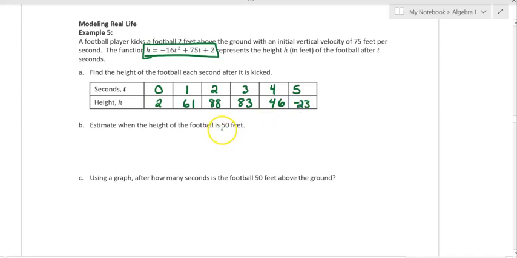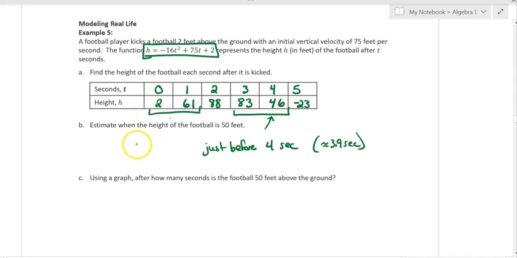It says estimate when the height of the football is 50 feet. Well, I know that between 83 feet and 46 feet, it must cross 50 feet. And I know it's probably going to be closer to 46 than it is to 83. So it's closer to 4 seconds. I think it's just before 4 seconds, so maybe 3.9 seconds. I'm just guessing here.